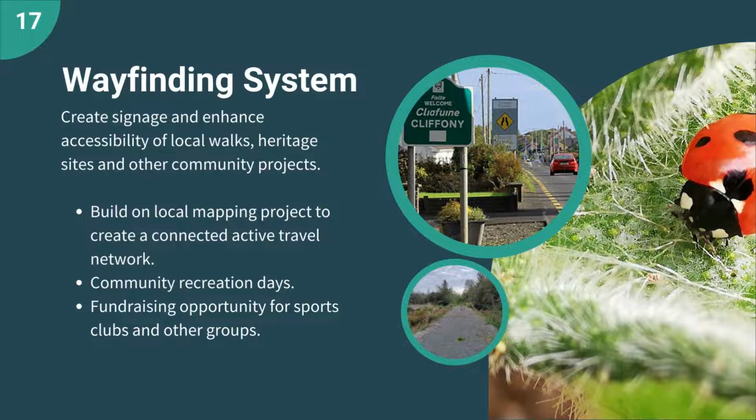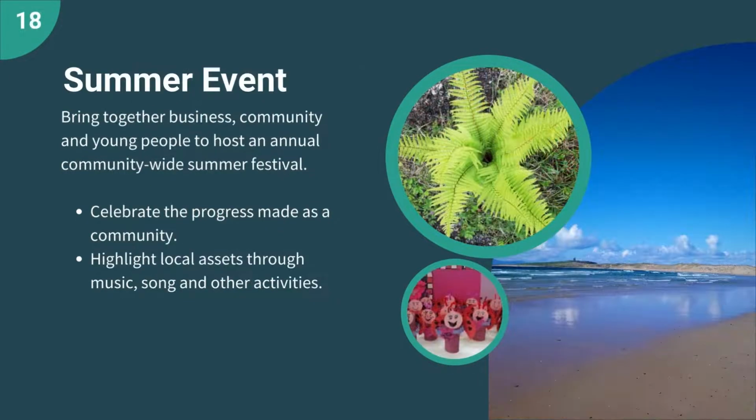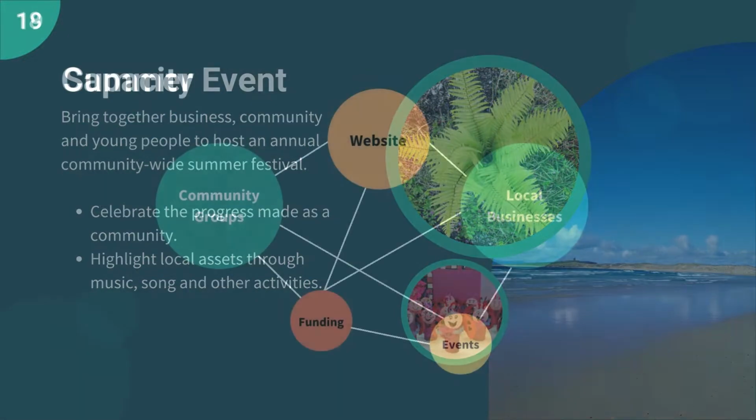These larger pots of funding can be used to develop walking, cycling and heritage trails throughout the area. This builds on earlier mapping exercises and creates opportunities for fundraising walks and new clubs to emerge in the community. And all this community effort should be celebrated. And just like the success of the Christmas Lights event, an annual summer event should be hosted to showcase the very best of Cliffoney through music, song and dance.